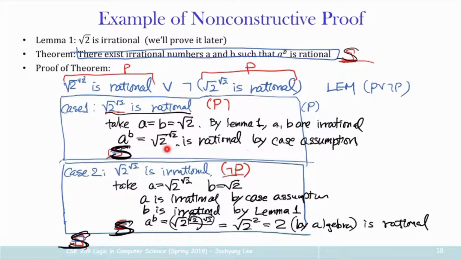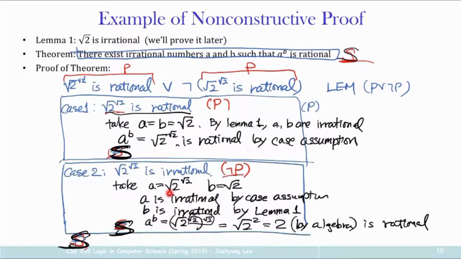Now this is the interesting part. Square root of 2 to the power of square root of 2 is rational. We didn't prove it, but we assume that this is true. So by case assumption that this number is rational, we found two numbers a and b that satisfy this statement S. In case 2, we assume that this is irrational, then take a to be this number and take b to be this number, because the given statement didn't say what a and b should be. It says there exist irrational numbers a and b such that a to the power b is rational.